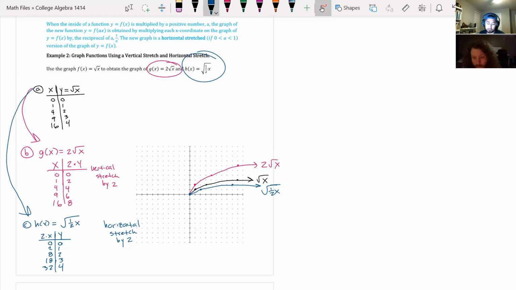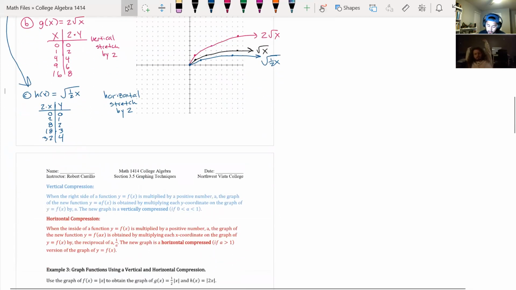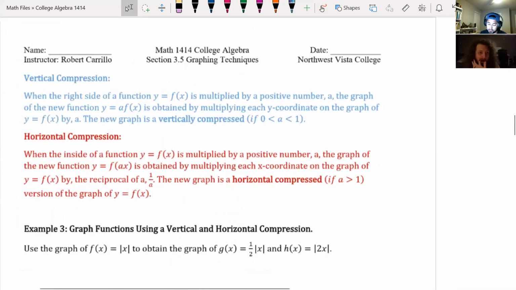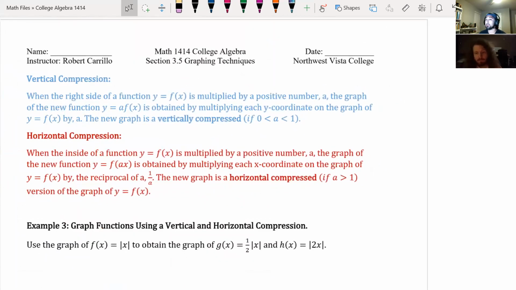All right, then. So if we have vertical stretches and horizontal stretches, then we can also have vertical compressions and horizontal compressions. So for a vertical compression, if the output of the function is multiplied by a number between 0 and 1, once again seen here and here, if a times f of x, where a is between 0 and 1, this will be considered a vertical compression. We take all those y values and we shrink them.